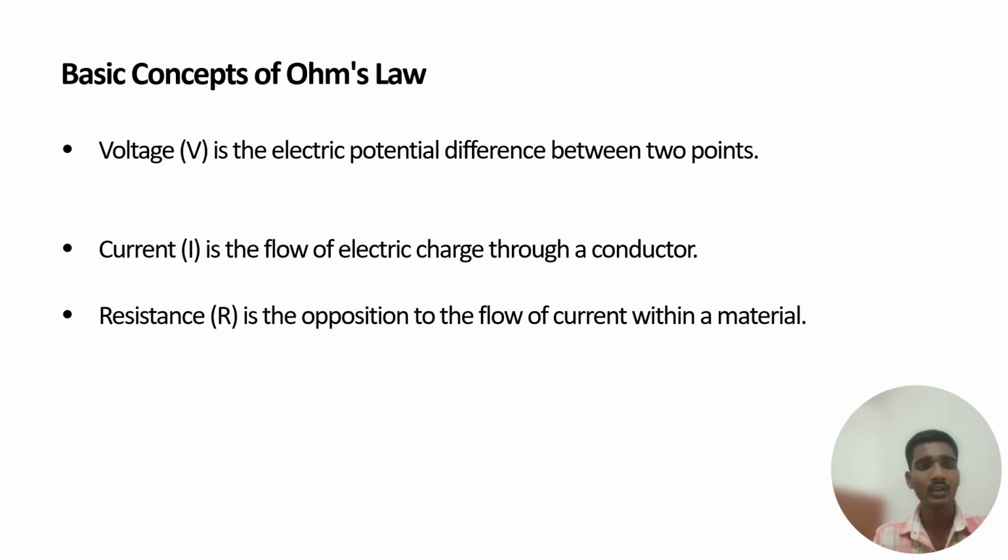Resistance is the opposition to the flow of current. Higher resistance, less current. Unit: ohms. A resistor limits current in a circuit.